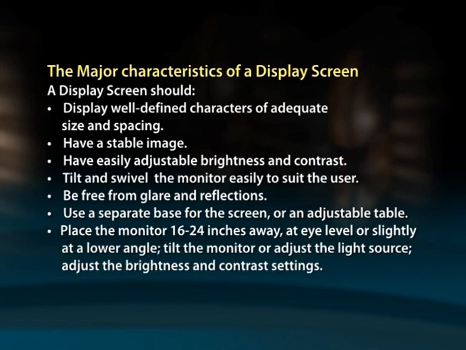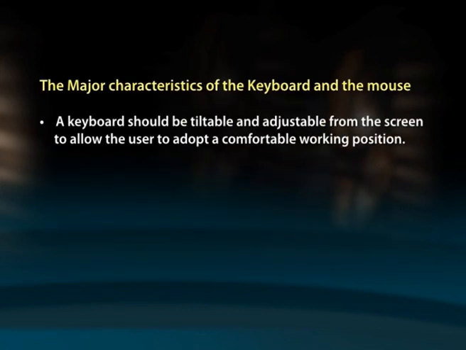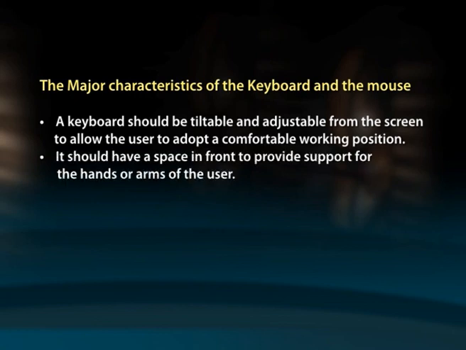The monitor should be placed 16 to 24 inches away at eye level or slightly at a lower angle. It should be tilted or adjusted to the light source and the brightness and contrast settings. The keyboard and the mouse. A keyboard should be tiltable and adjustable from the screen to allow the user to adopt a comfortable working position. Keep a space in front to provide support for the hands or arms of the user.